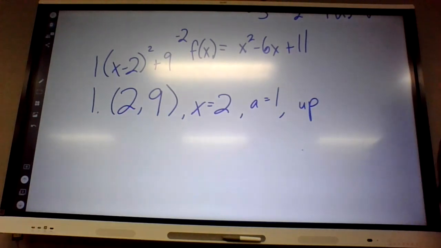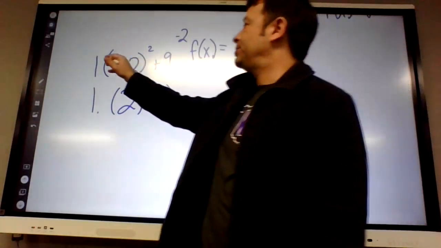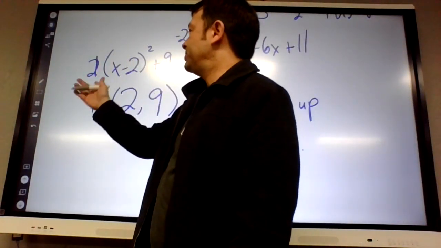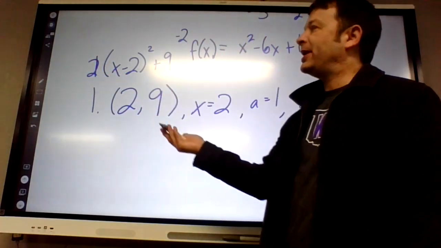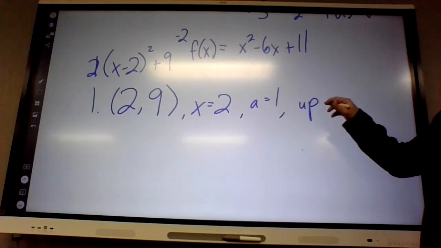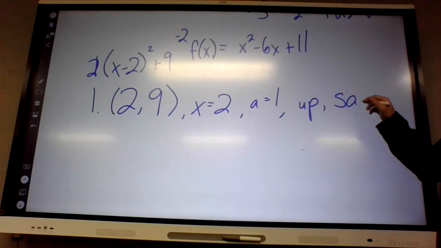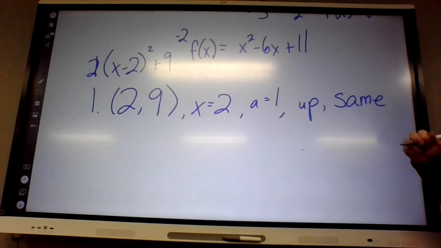If a is larger than 1, or if it was negative, it'd be smaller than negative 1. If a is larger than 1, it's going to be steep, right? Like if this was a 2, it would be steeper than normal. If it was a 1/2, less than 1, it'd be flatter than normal. But if it's equal to 1, it's going to be same as normal. It's going to be a kind of normal looking parabola.